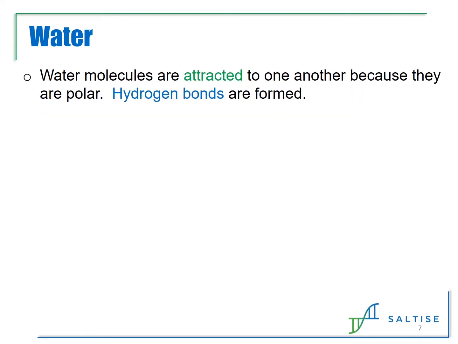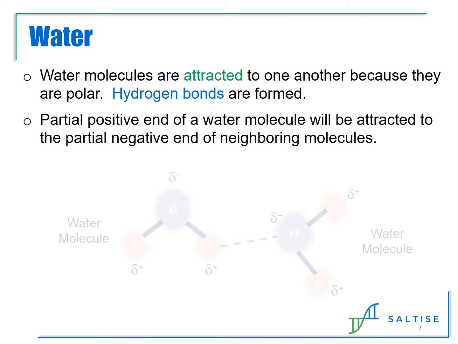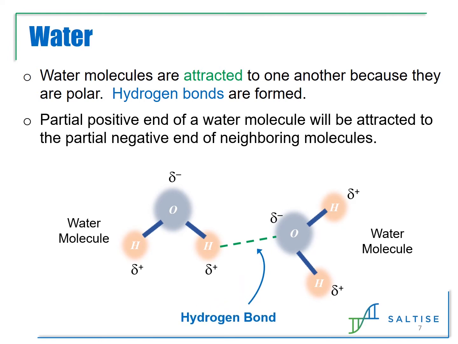Water molecules are attracted to one another because they are polar. The positive end of a water molecule will be attracted to the negative end of a neighboring molecule. So in this example here, we have the hydrogen, which has a partial positive charge, and it's attracted to a neighboring oxygen atom that has a partial negative charge. The result is the formation of a hydrogen bond, which, as you may recall, is a type of intermolecular force.